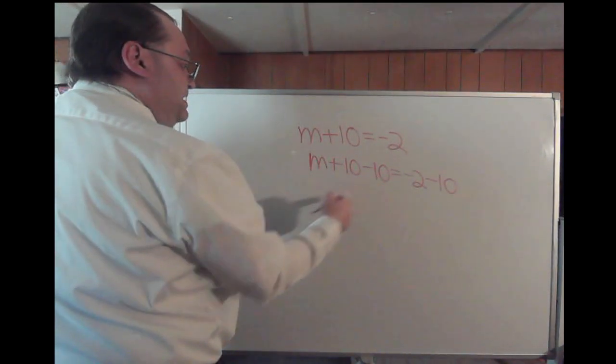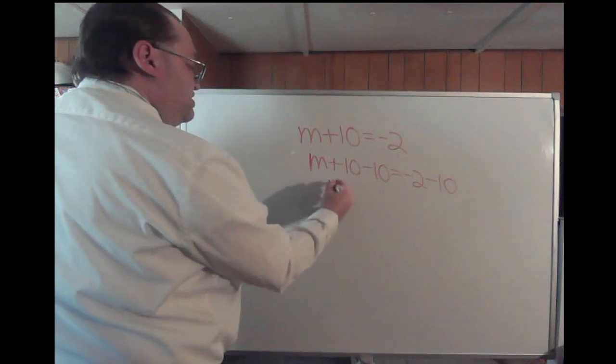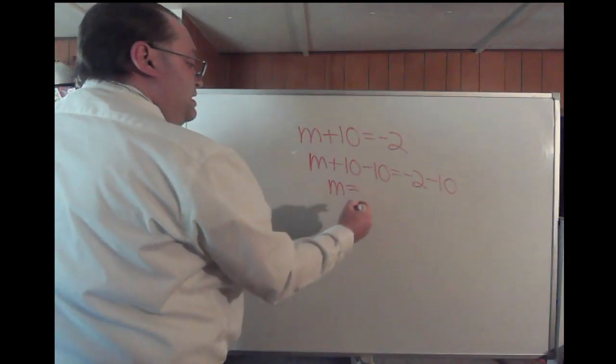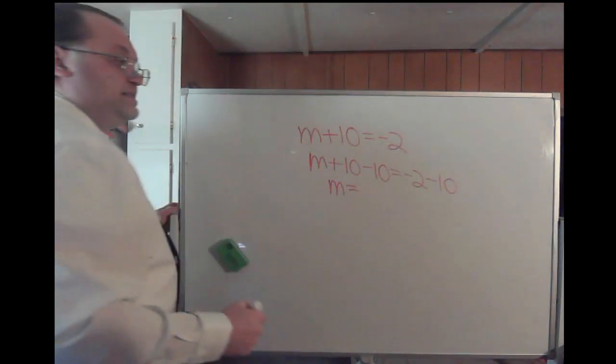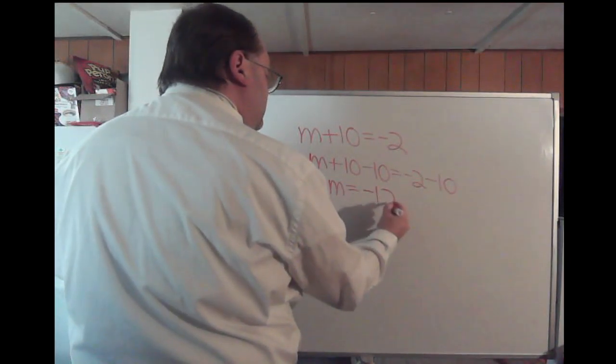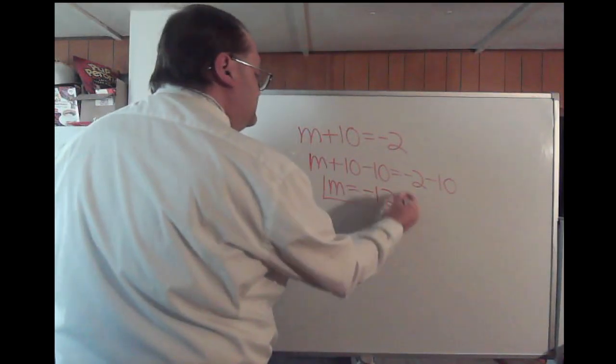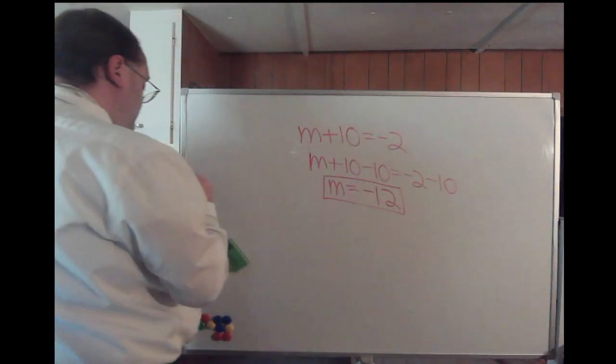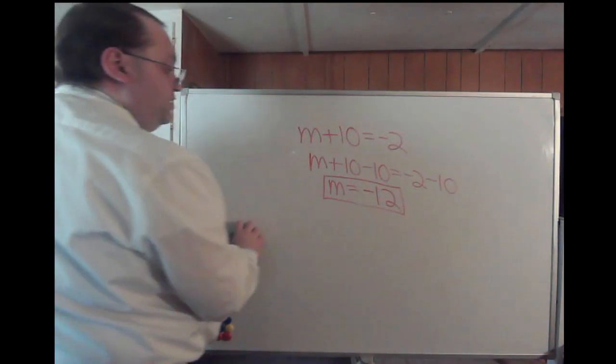So 10 minus 10 is 0. You'll have m plus 0, which is just m. M will be equal to negative 2 minus 10. Negative 2 minus 10, that's negative 12. So the value for m is negative 12. That's the answer you would get.